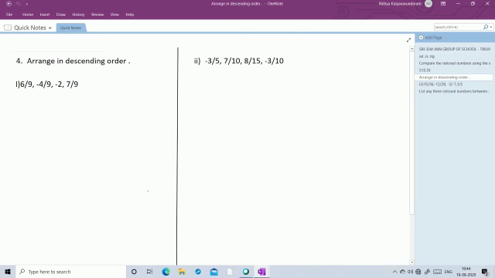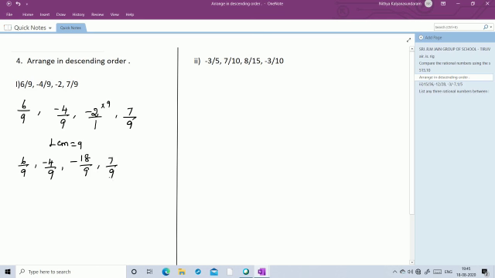Next question, arrange in descending order. Descending order means, we know, greatest to smallest. Here, check the denominators. 6 by 9, minus 4 by 9, minus 2, then 7 by 9. Here the denominator is missing, which means you have to consider 1. But here the denominators are different, so we want to take the LCM. The LCM is 9. So just here alone multiply with 9. So 6 by 9, minus 4 by 9, minus 18 by 9, 7 by 9.